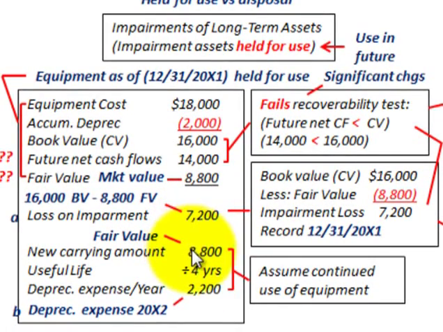Now, because we assume that we're going to be using this equipment in the future, we have to recalculate the depreciation expense. We do that by taking our new carrying amount, which is the fair value of $8,800, and then we divide it by the useful life that we estimated to be 4 years. So we're going to get a depreciation expense per year in the future of $2,200. So our depreciation expense in 20X2, the next year, would be $2,200.